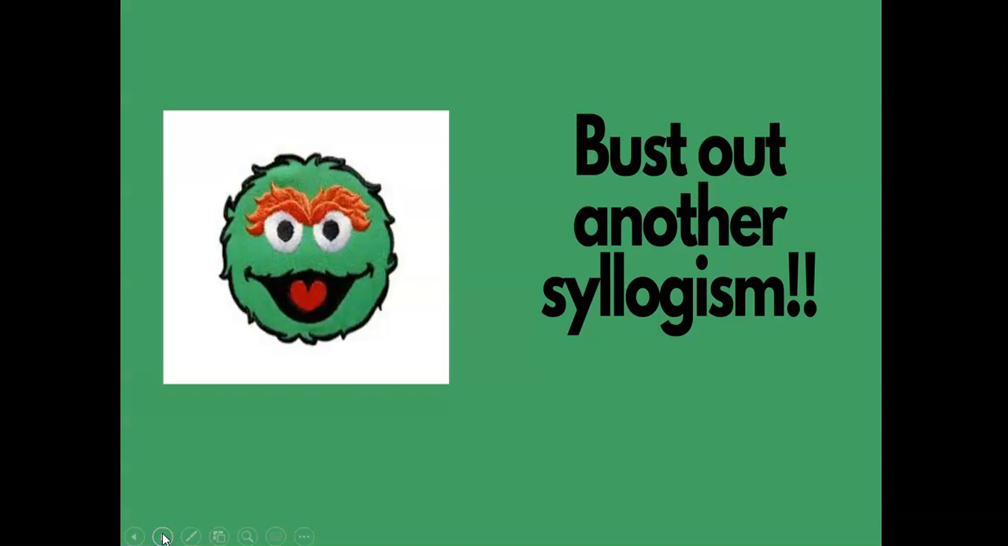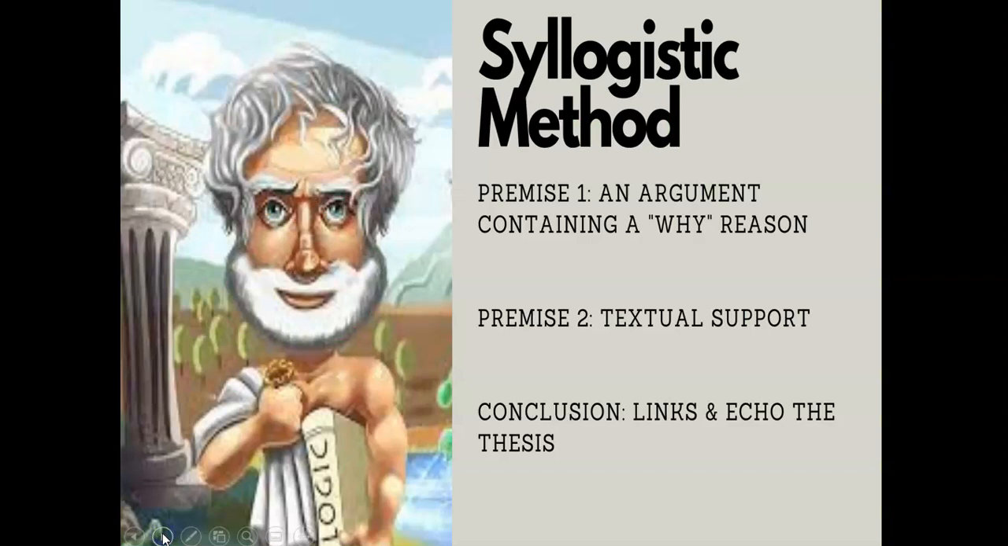Next question. What do we do next? One body paragraph is done. What do we do next? Simple. Bust out another syllogism. So I would show my kids another full syllogism, and I would just go over it again. We're going to start with an argument containing a why reason. Textual support, teeter-totter balance, the quoting and the paraphrasing. Keep the line of reasoning. Make sure all the quotes are germane to the promise. Link echo, right, in the conclusion.